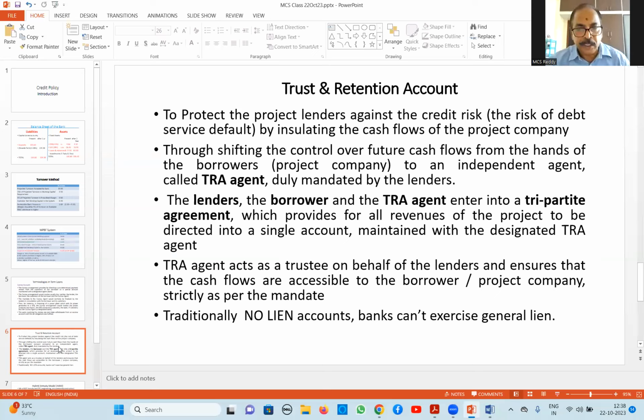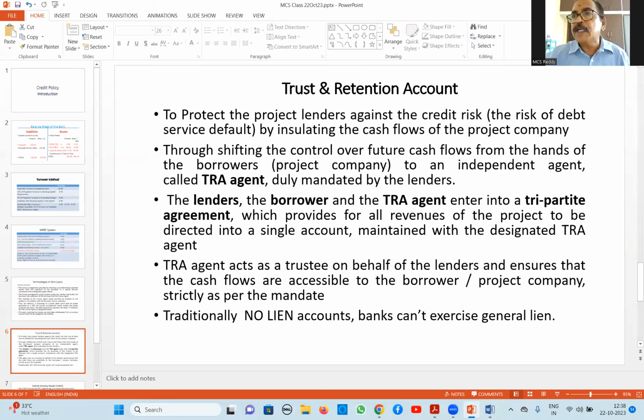He will utilize it. So this is how all fund flows are controlled in term loans in these 2 types of mechanisms: the escrow mechanism and the TRA, trust and retention account mechanism. So the difference is that escrow has 4 parties, TRA has 3 parties. Escrow will take care of the borrower's interest. The TRA account will take care of our banker's interest. This is the difference. Otherwise, both are the same type of mechanism.